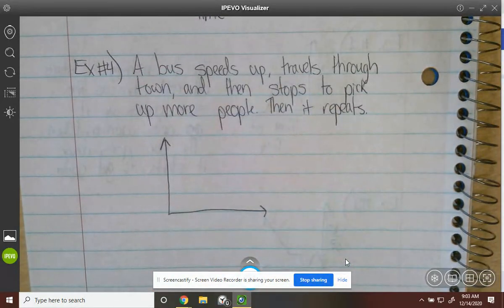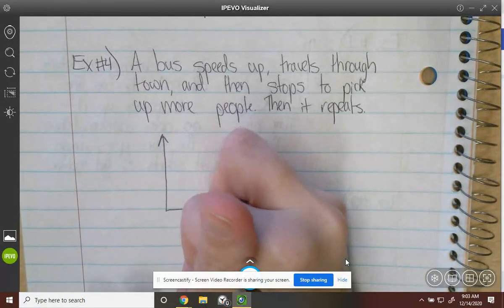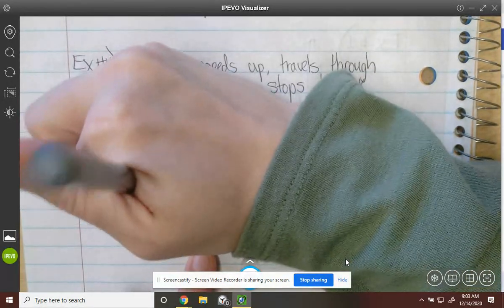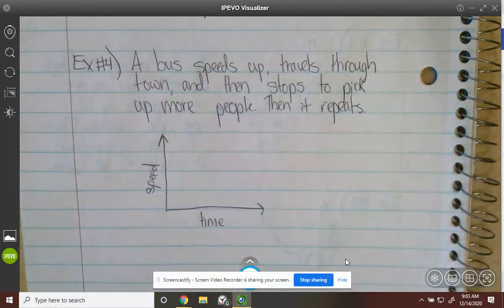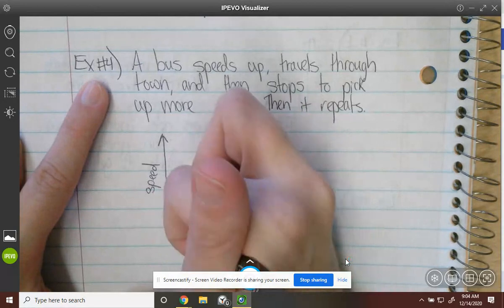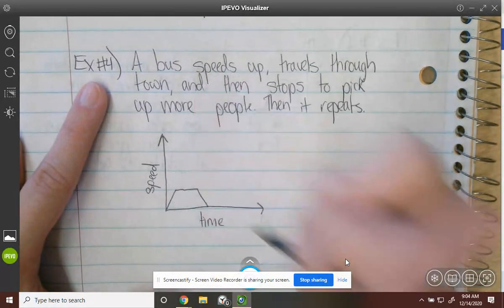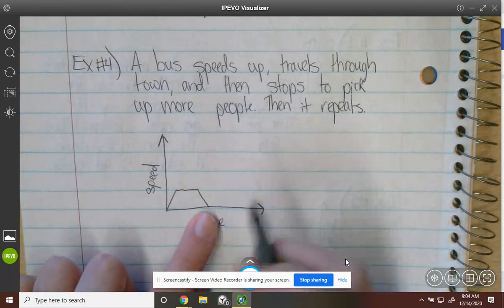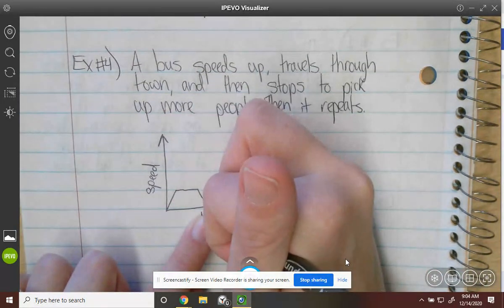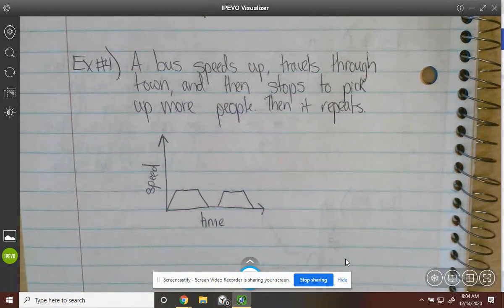Really, I hope you paused it and you already have your graph on the paper. This should be time, and this should be speed. Okay, the bus speeds up. As it travels through town, it's going to be kind of driving consistently. Then it's got to slow down and stop to pick people up. A little bit of time goes by. Once it picks people up, then it does the same thing again. And that is what your graph should look like.